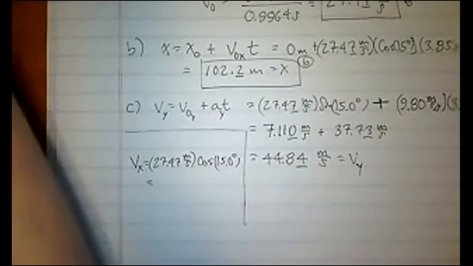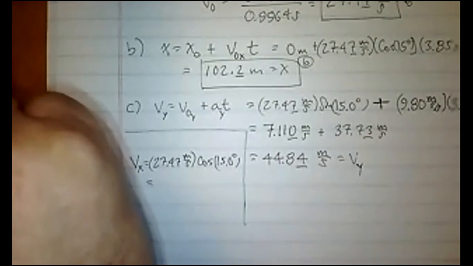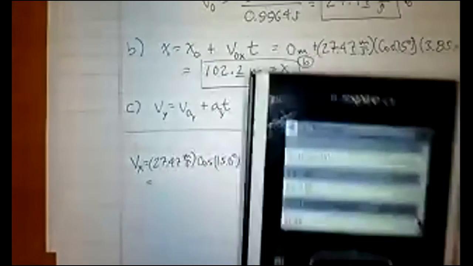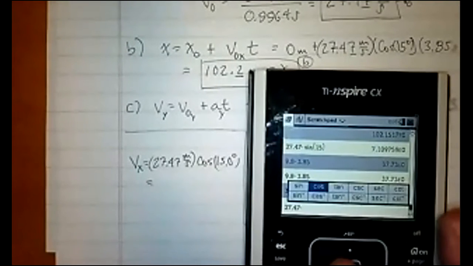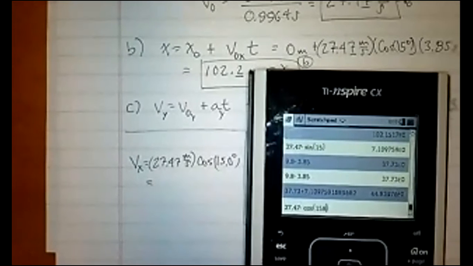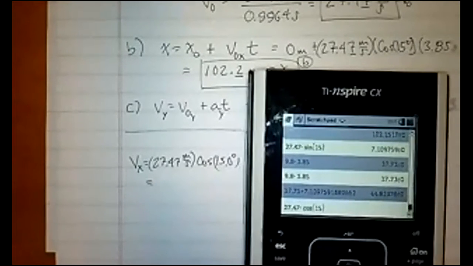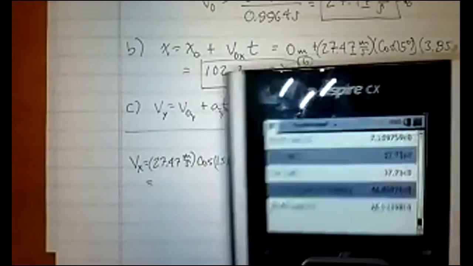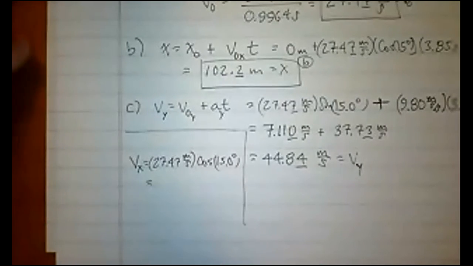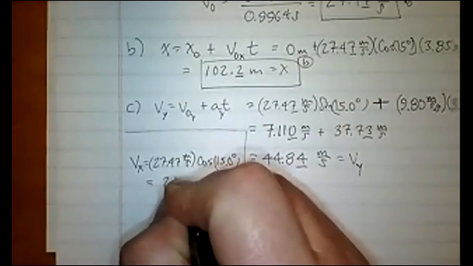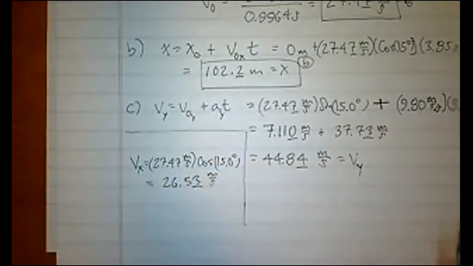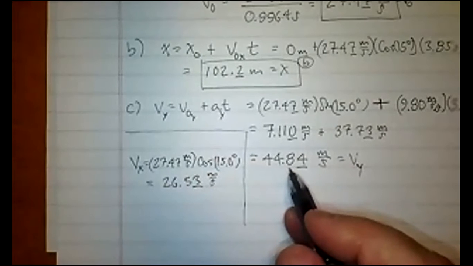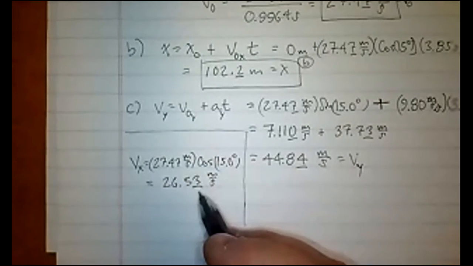So now that we have that, 27.47 times trig function cosine 15. That should be 3 sig figs. That gives me 26.53. So this one's 26.53 meters per second. You can see that the y component is quite a bit larger than the x component now.